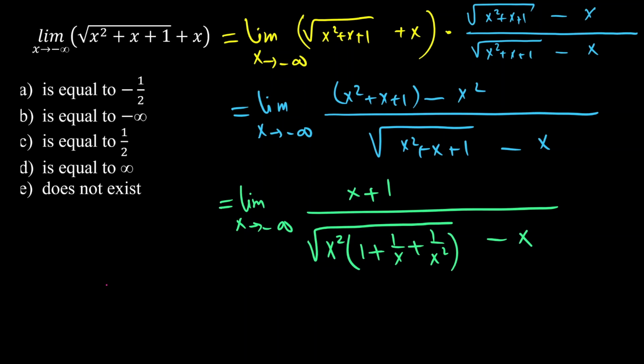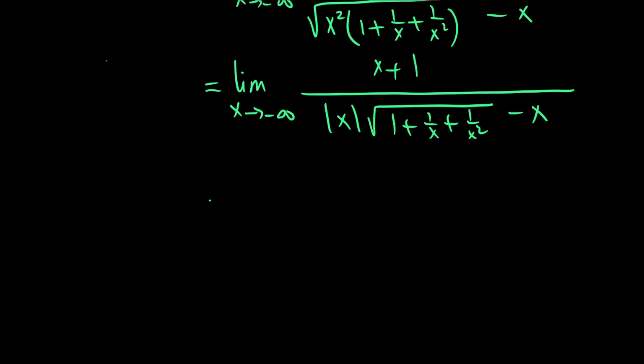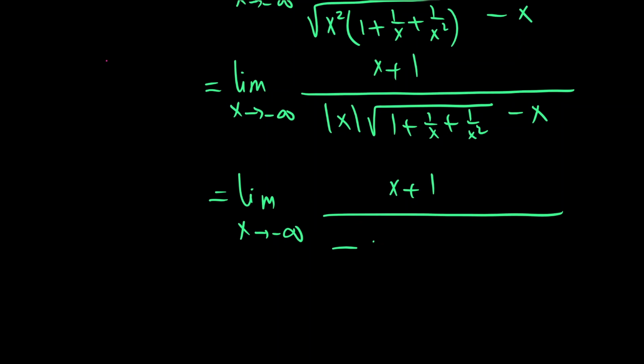minus x. Now if I take x squared out, I need the absolute value because x could be negative or positive. In our case, as x goes to minus infinity, then x is certainly negative. So this is the absolute value of x multiplied by the square root of 1 plus 1 over x plus 1 over x squared minus x. Now I can release the absolute value with a negative sign added. So this is going to be x plus 1 divided by minus x, the square root of 1 plus 1 over x plus 1 over x squared minus x.